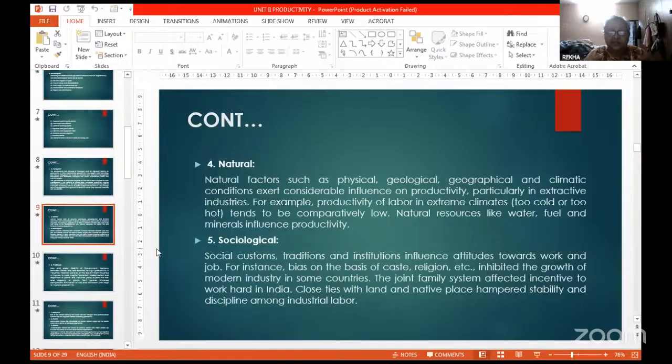Then sociological factors: social customs, traditions, and institutions influence attitudes towards work and job. For example, in 1862, the British opened a railway factory at Jamalpur, which is in southern Bihar. Why? Because the area was full of very good carpenters and blacksmiths, and their skill was required over there. Plus, the raw material was also nearby.